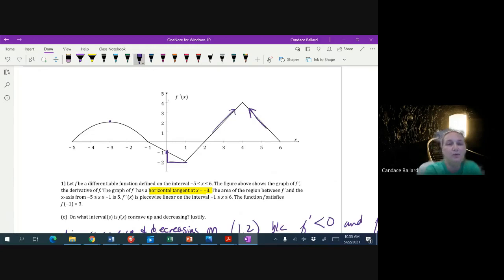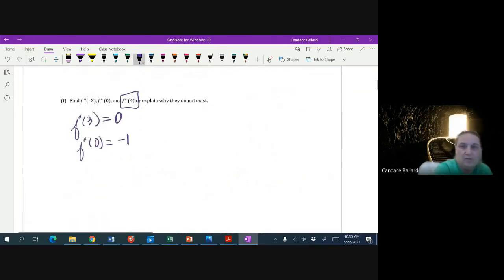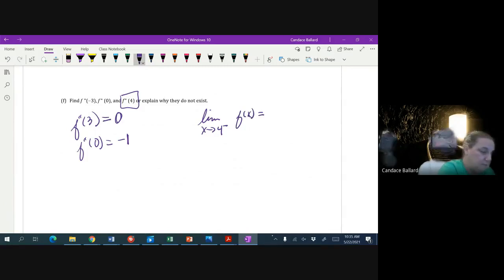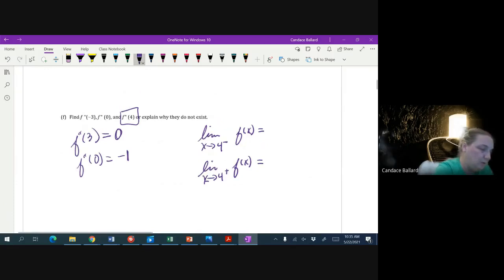So probably how I would start this part of it is I would look at my right and my left-hand limits. So the limit as x approaches 4 from the left of f of x, I'd find that value, and the limit as x approaches 4 from the right of f of x. So when you see that corner, that sharp turn, you need to, in your head, go, oh, I need to do limits, okay? All right, so let's go ahead and look at those really quick and see what we got.